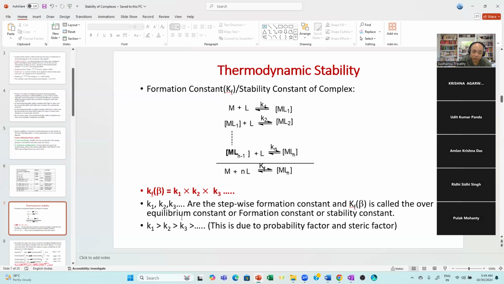So this Kf is the overall formation constant, and very interestingly, you find the K values, the probability of replacement will become less as more and more ligands will be there from outer side, less aqua ligands will be there. So the probability factor will be less and less, and it has been found that there is a slight decrease in the stepwise formation constants of higher orders.